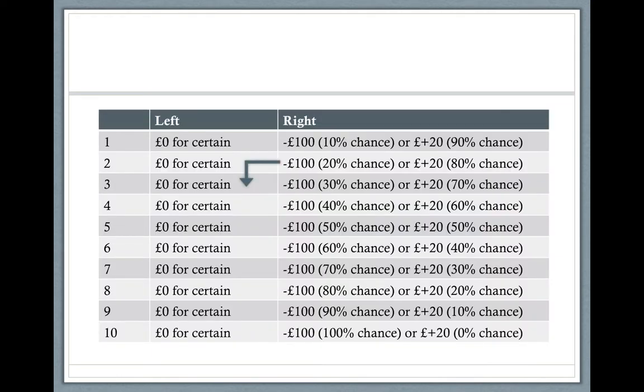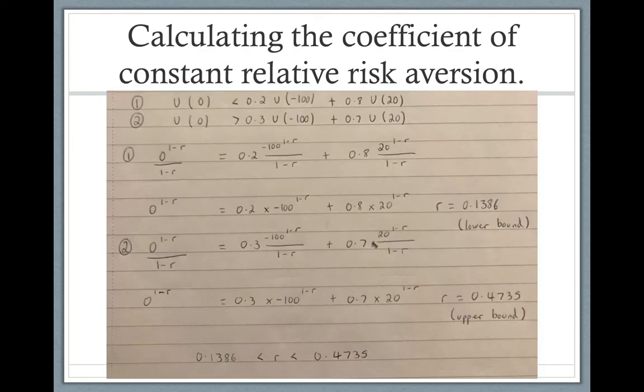As we can see, a 30% chance of losing £100 is too much of a risk to you, compared to the 70% chance of getting away with it and the £20 profit. So the calculations in the next three slides will indicate how your CRRA can be calculated from this game.